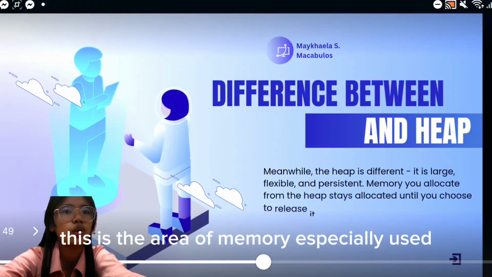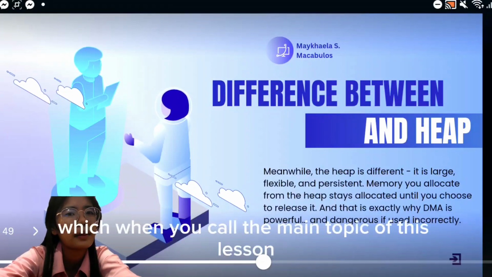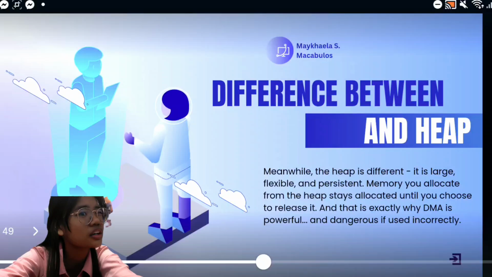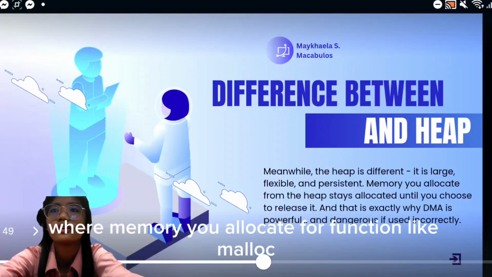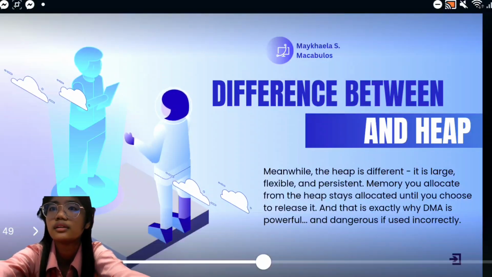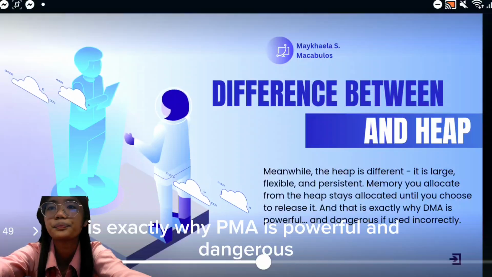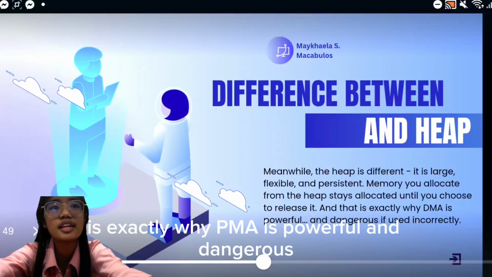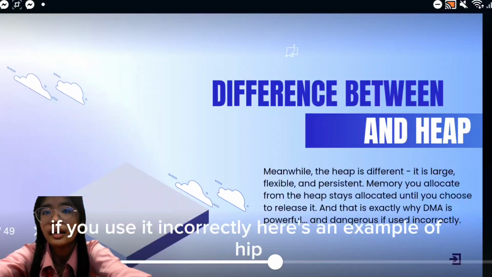Meanwhile, the heap is different. It is large, flexible, and persistent. When you call allocate, memory you allocate from the heap stays allocated until you choose to release it. And that is exactly why DMA is powerful and dangerous if used incorrectly.